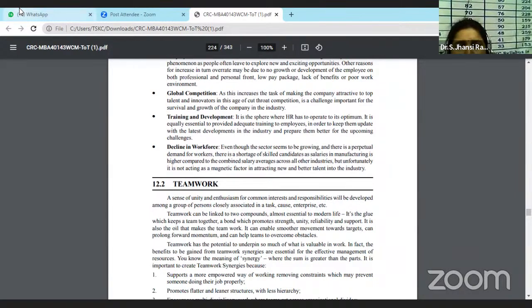And there is a declining workforce. Even though the sector seems to be growing, what is happening? There is a perpetual demand for workers, and there is a shortage of skilled candidates. Salaries in manufacturing are higher compared to the combined salary average across all other industries. But unfortunately, salary is not attracting new and better talent to the industry.